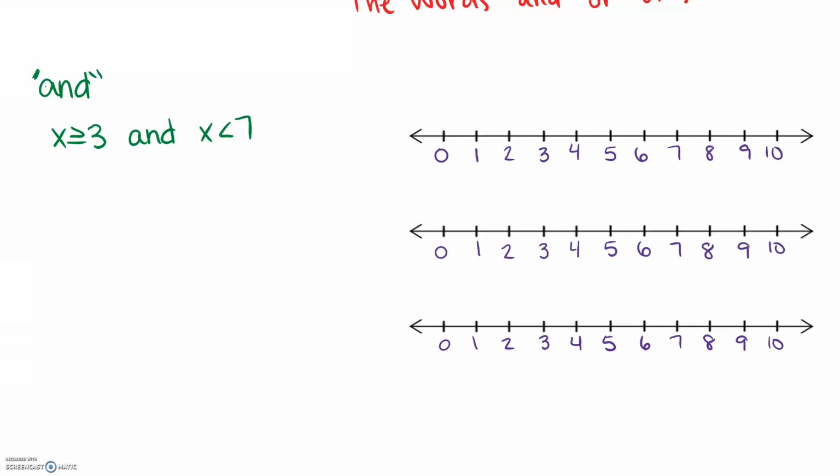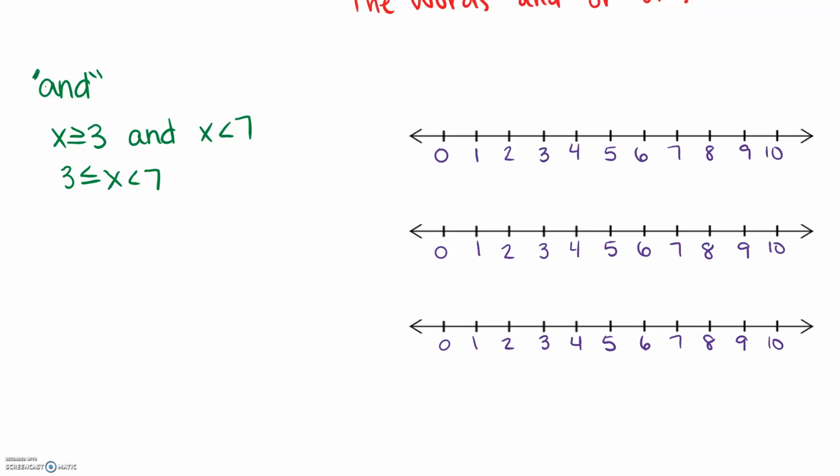Both of these must be true to make this inequality work. So we can also write this a second way. We can also write it as 3 is less than or equal to x and less than 7. So you read this as x is greater than or equal to 3 and less than 7, which makes our compound inequality. We can graph both of these, and then the area where they overlap is the solution for our compound inequality.